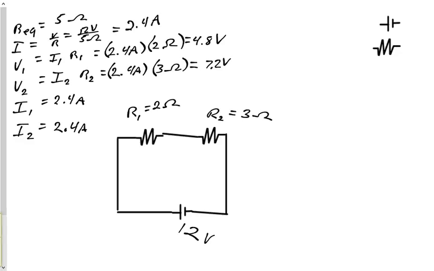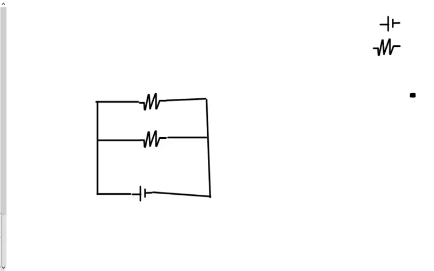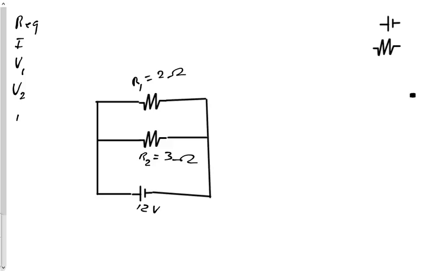All right, so let's move on to a parallel circuit. Now we've got 12 volts here. Let's make R1 equal to 2 ohms yet again, and then we're going to also make R2 equal to 3 ohms. So what are all those things? Again, what is the equivalent resistance? What is the current across the entire circuit? The voltages for each of the 2 resistors and the currents for each of the 2. So let's do that.